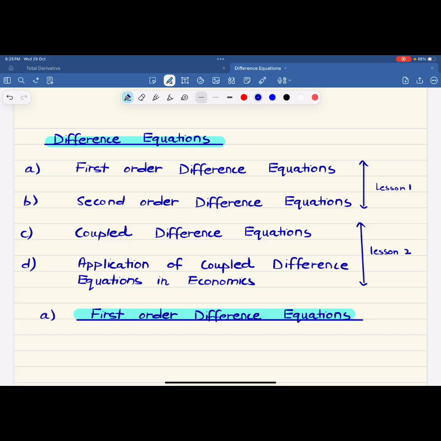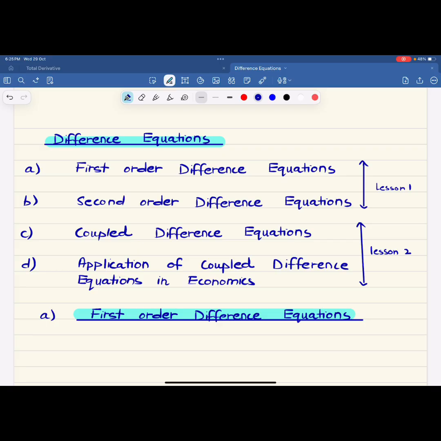Today we're beginning our topic on difference equations. To keep the learning experience calm and focused, I'll be keeping each video under 30 minutes. So this topic will be covered through a small series of short lessons. In this first part, we'll start with first order difference equations, then second order difference equations, coupled systems, and later we'll look at how these are used in economics.